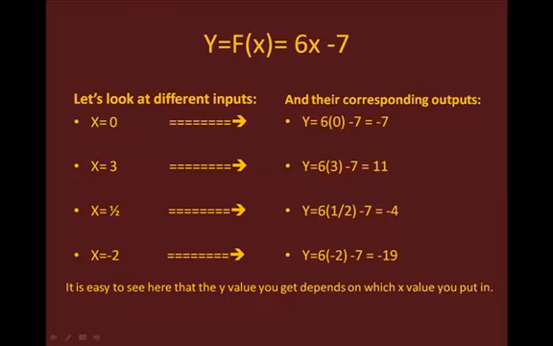X can also take on negative values. If x equals negative 2, then y will be negative 19. So here you can see that for different values of x that you plug in, you will get different values of y.